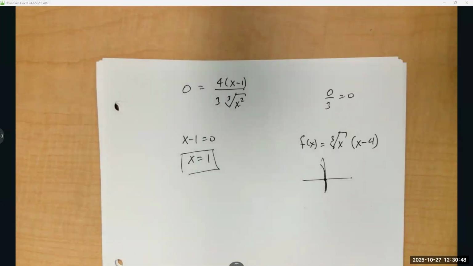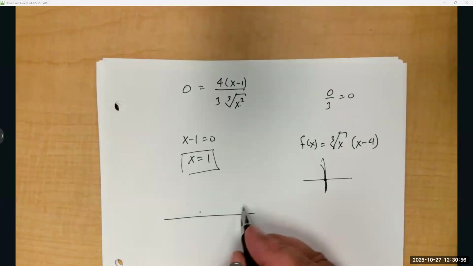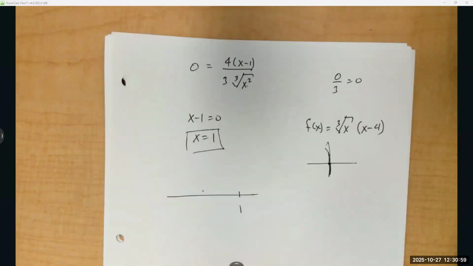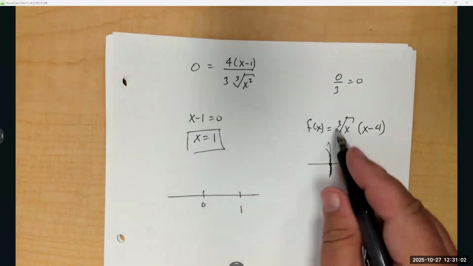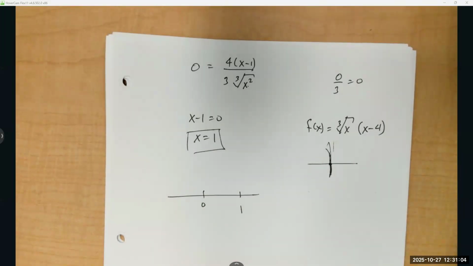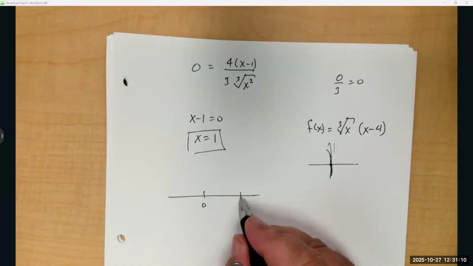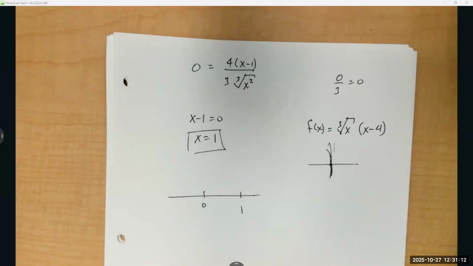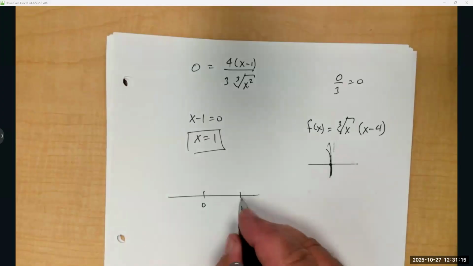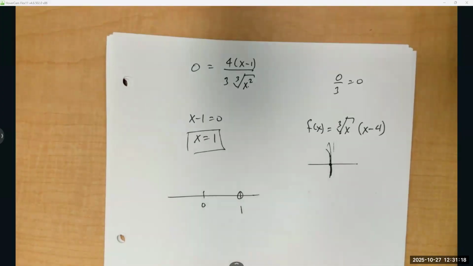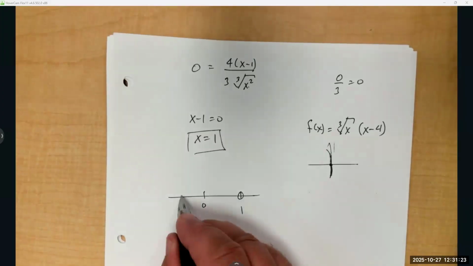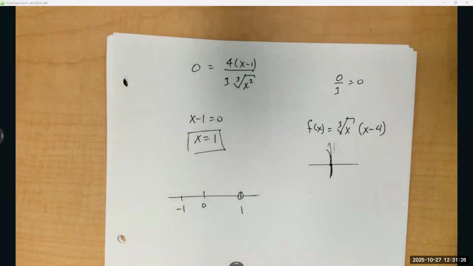The only critical value we have is 1. At 0, we have a vertical line, so to speak. So what happens at 1? This is our critical value. What happens to the left of 1? We know at 0 it's undefined. How about at negative 1? What happens there?